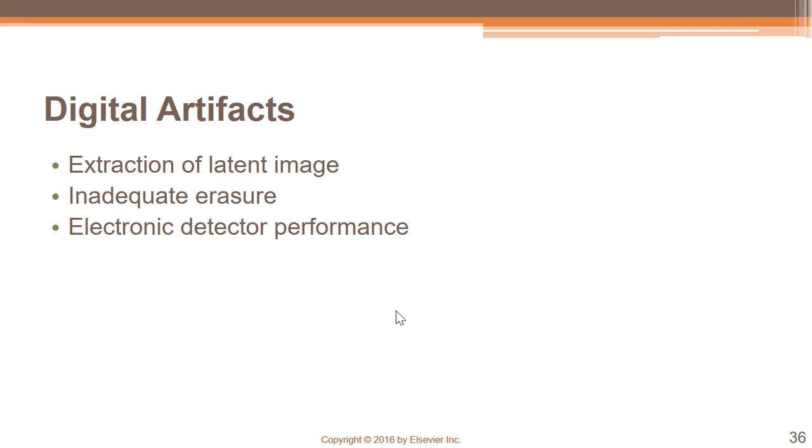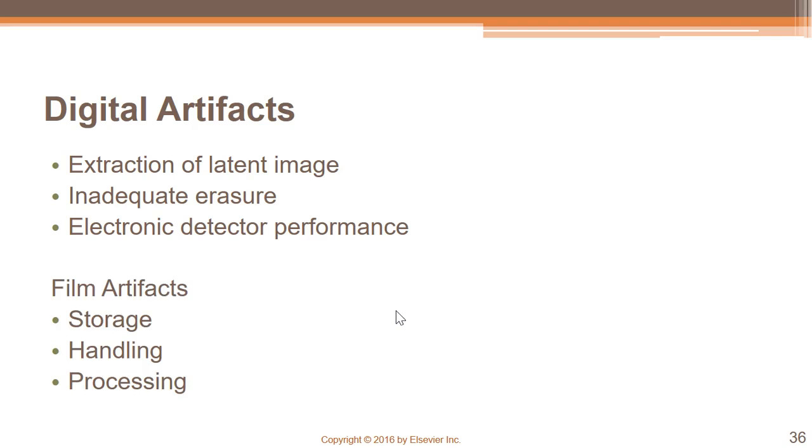And although it's not part of this discussion and you won't have to know it later, these are the artifacts that had to do with film. They were usually film storage, how you stored the film in the darkroom, how you handled the film, or how you processed the film. You're not responsible for those, but I just threw them in there so that you can see the differences in how things have changed over the years. So now we're talking about extraction of the latent image through an electronic detection. So much different from shooting a film and sending it through a processor.